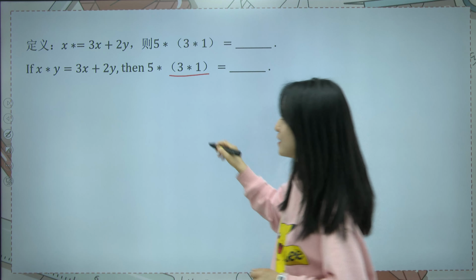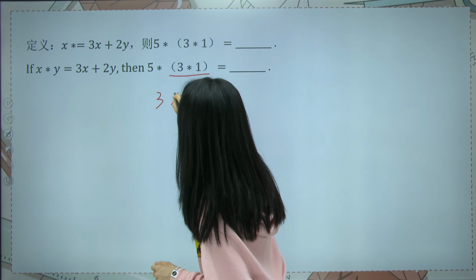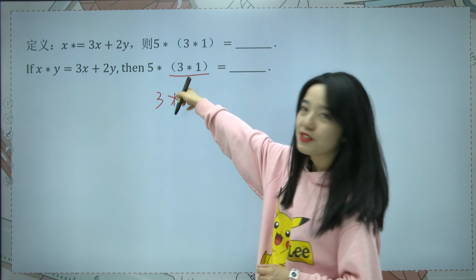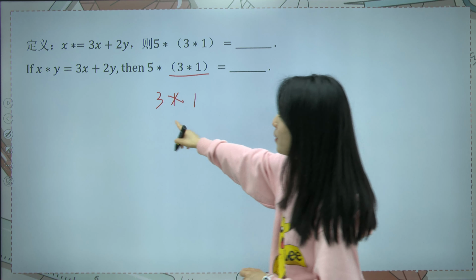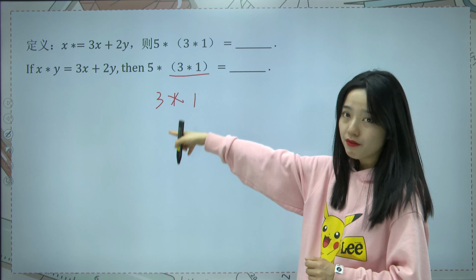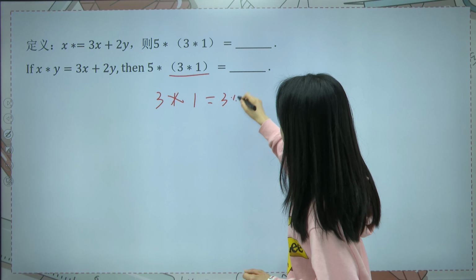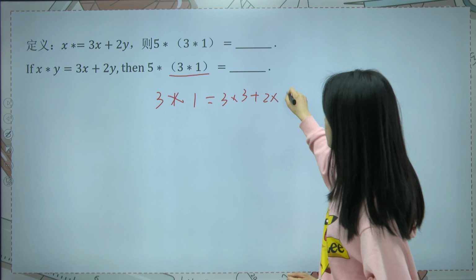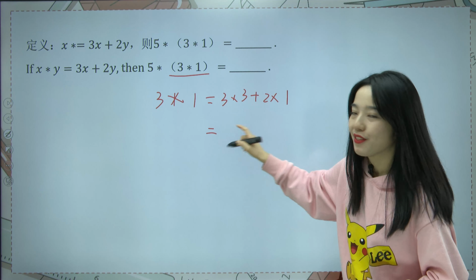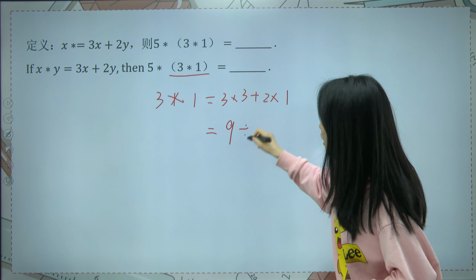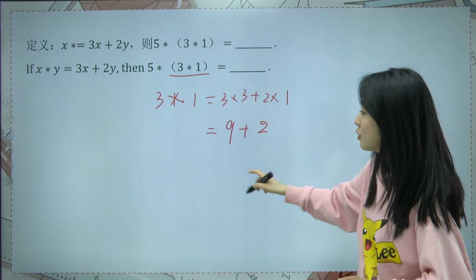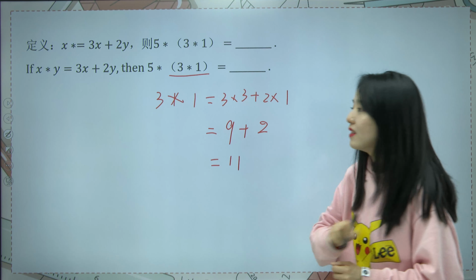So let's calculate 3 asterisk 1 first. We just need to replace x by 3 and y by 1. It equals 3 times 3 plus 2 times 1, and we can get 3 times 3 equals 9, and 2 times 1 is 2, so the answer is 11.